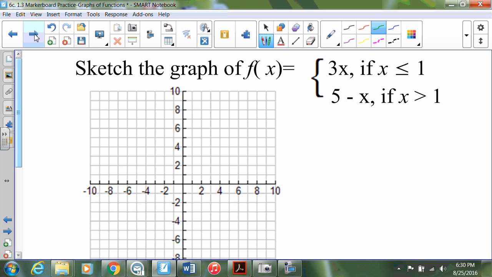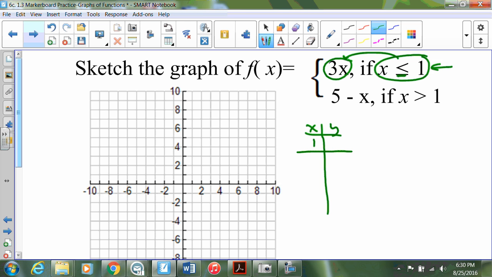Okay, here's a piecewise. And basically it tells me for all the numbers that are less than or equal to 1, we follow this rule right here. So what we're going to do is we can make, like we did in class, a little XY table, and we can say, well, x can equal 1, so I'm going to make x be 1. I'll plug 1 in. 3 times 1 is 3.